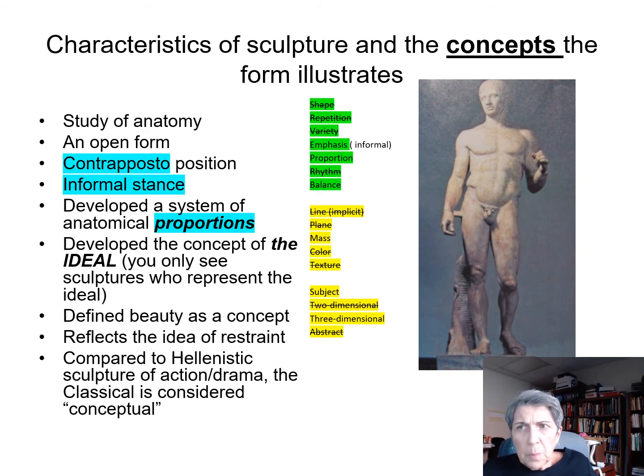So you've got a system of proportions, and this is a key word. They develop the idea of the ideal. They do something that was problematic then, but it's very problematic now, because they define beauty in these ideas. This is restrained. The last phase, Hellenistic, will be the opposite of all of this, okay?